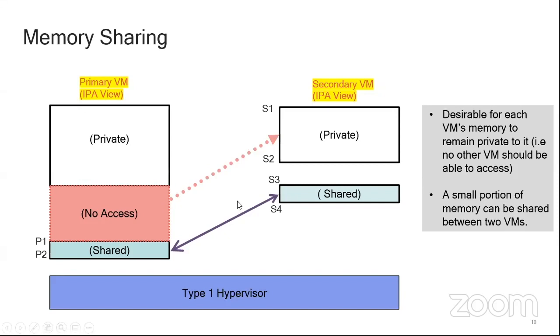So I'm blowing up the memory access problem. That's one of the key problems that we had to solve. This is the primary VM, and this is the secondary VM. The white portion is what is private to each VM, right?